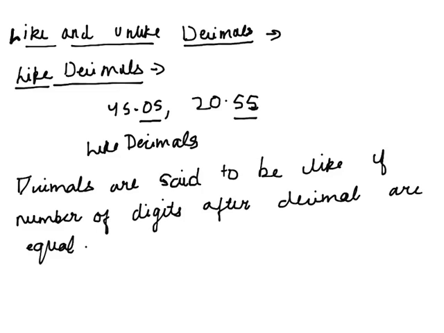Now let's take another example: 17.05 and here we have 17.5. In that case the digits before the decimal point are the same, that is 17 only. But in the first case we have 0.05, that is two digits after the decimal, and here we have one digit after the decimal, so they are unlike decimals.